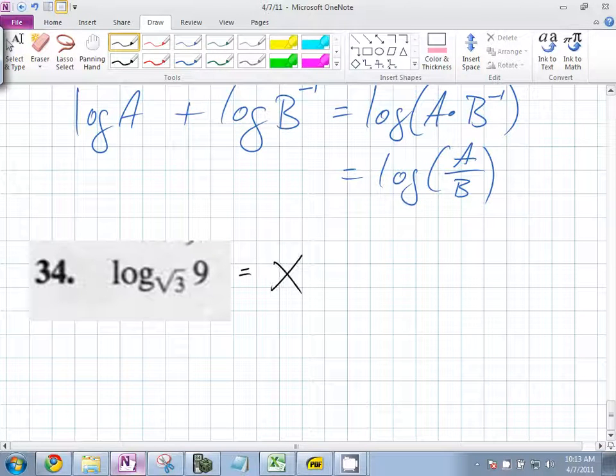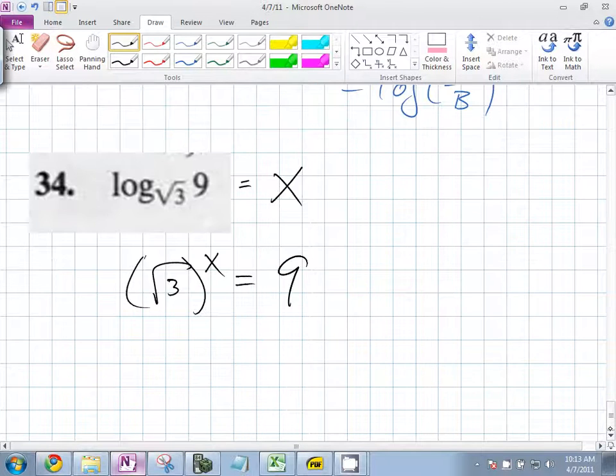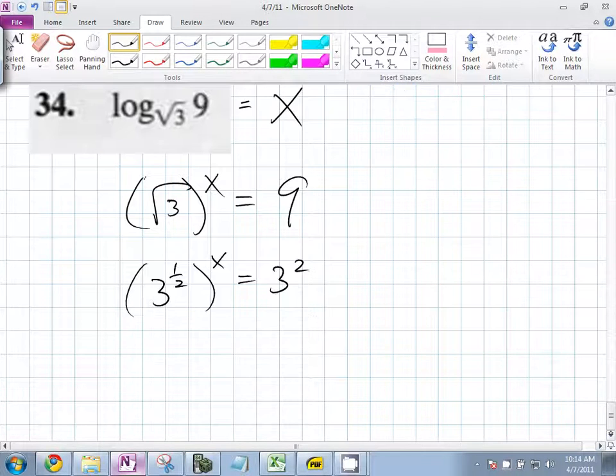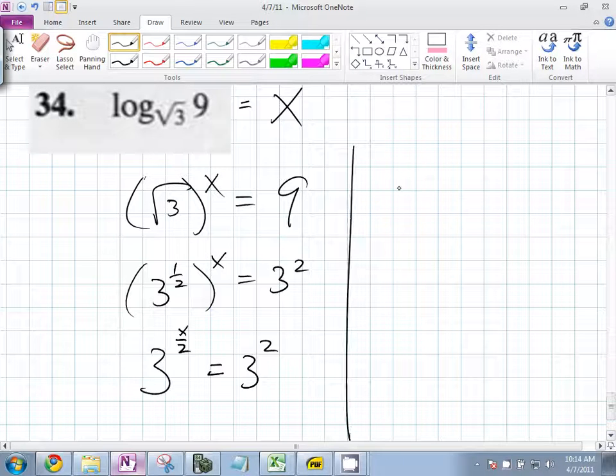Can someone tell me what this is in exponential form? Root 3 equals... Good. When you see 9, what should you think? 3 squared. When you see square root of 3, what should you think? 3 to the 1/2. When you have power of powers, what do you do with the powers? Times together. So it's 3 to the what power? X divided by 2. If 3 to the x over 2 equals 3 to the 2, what has to be true? X equals 4. All done.